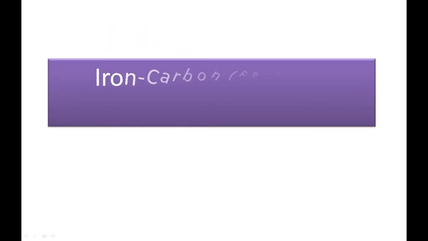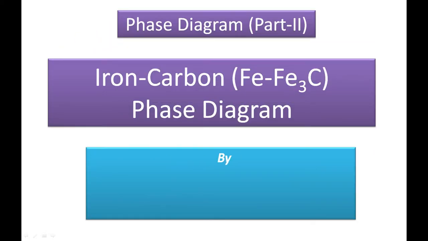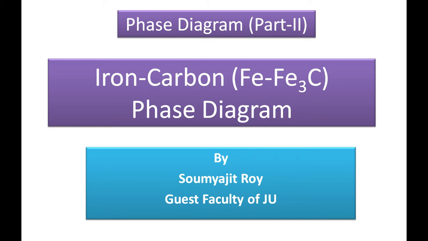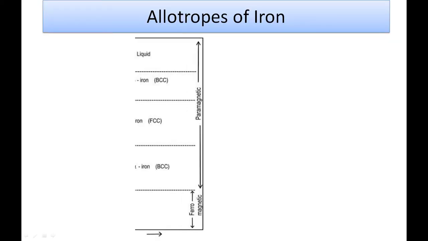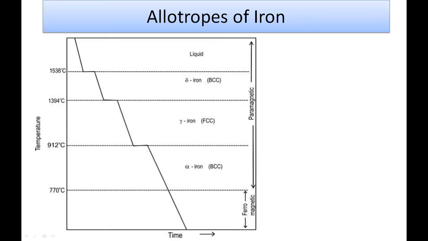Today's topic is the iron carbon phase diagram. This is the second part of the phase diagram. Now, before starting the iron carbon diagram, we have to know what the allotropes of iron are.